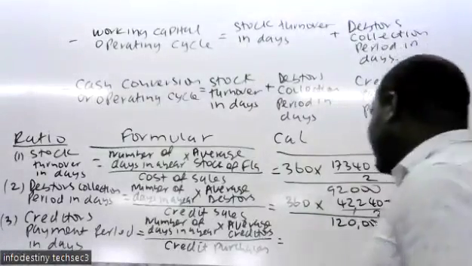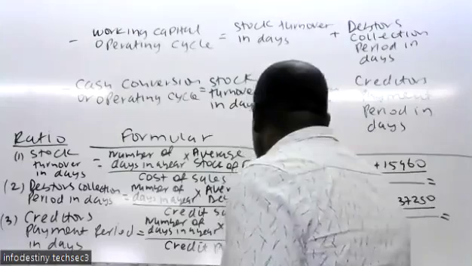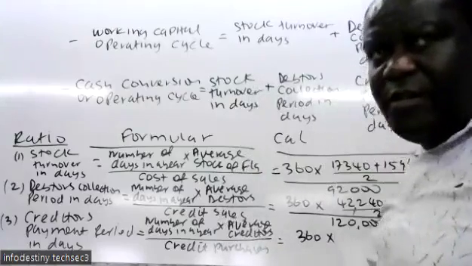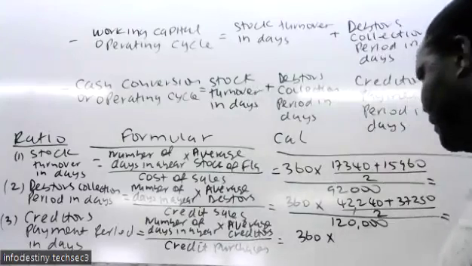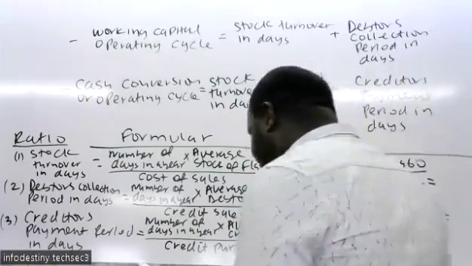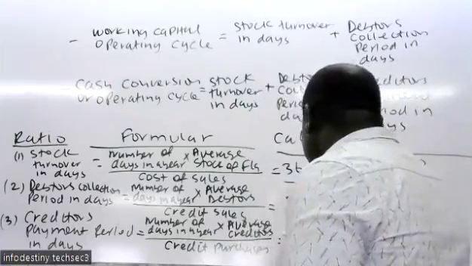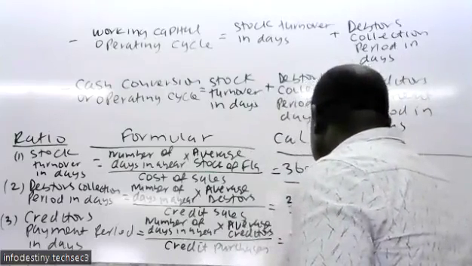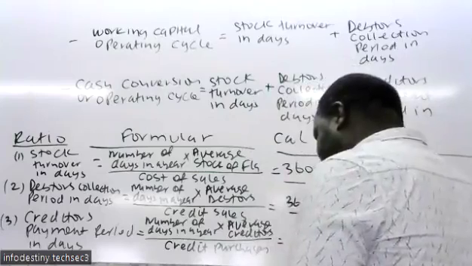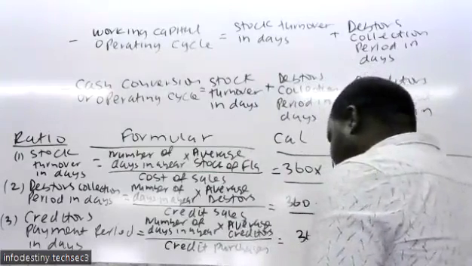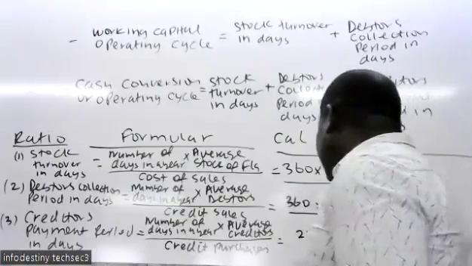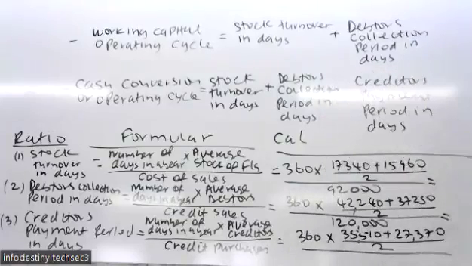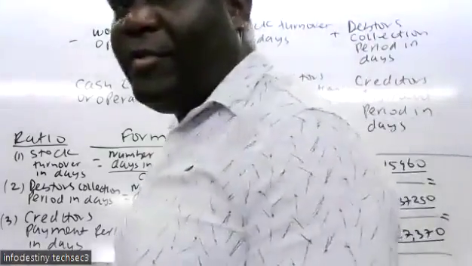So it is 360 multiplied by average creditors, which are the same as the accounts payable. So you take 35,510 plus 27,017 divided by 2. Credit purchases was not given, so we should calculate the purchases.